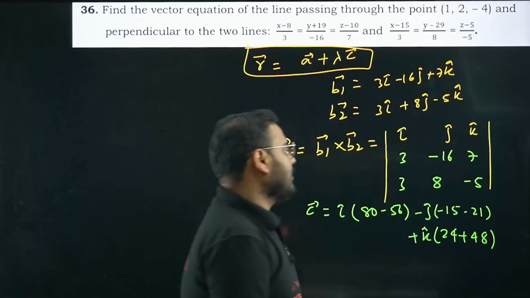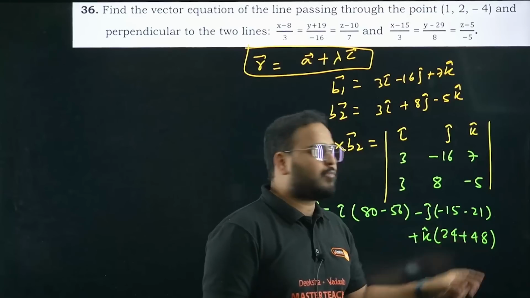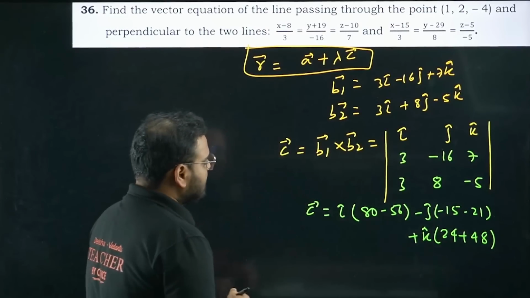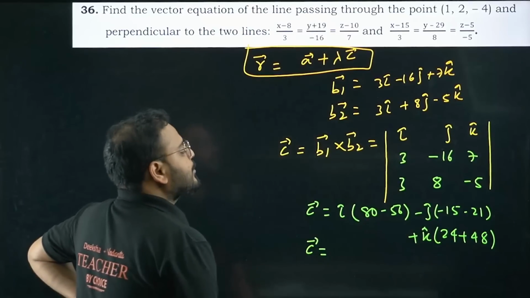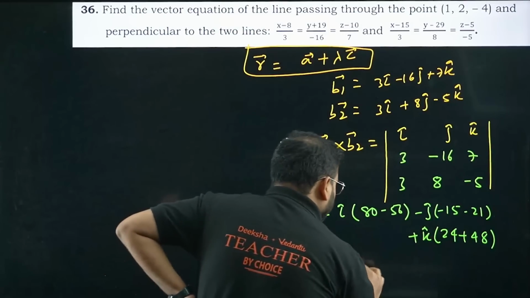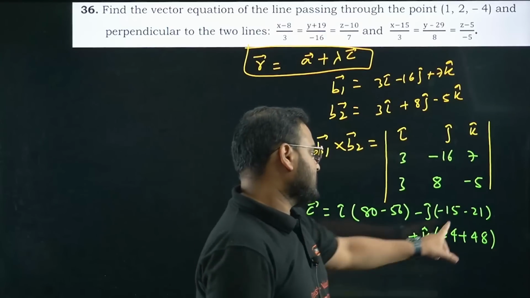48, right? 8 3s are 24, 3 into 16s are 48. Negative sign is there, that makes it positive because of the subtraction. Okay, that is clear, sir. Vector C will turn out to be, please check, 80 minus 56 is going to be 24. Yes, 24 i cap.